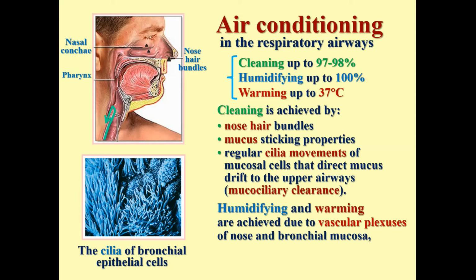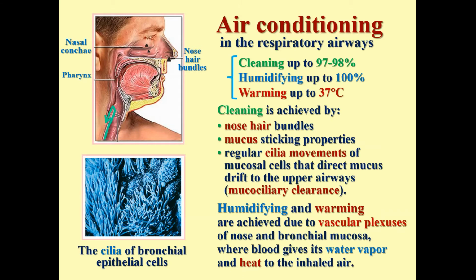And as for humidifying and warming, they are achieved due to vascular plexuses of nose and bronchial mucosa. So, not deeply close to the surface, we have in the mucosa layers vascular plexuses, and these large vessels produce evaporation of water and give additional heat to the air that passes through bronchi. And so as a result, the air becomes humid and warm. Water vapor and heat are both taken from vascular plexuses.